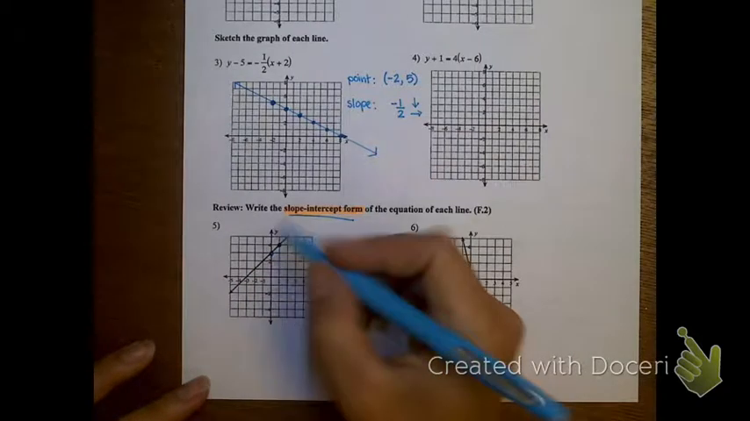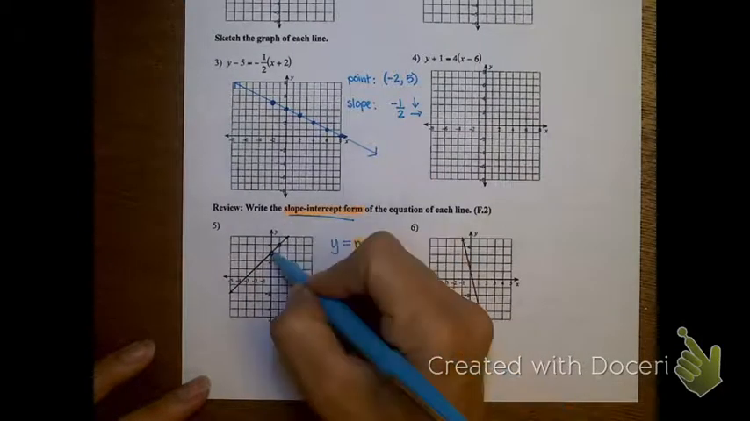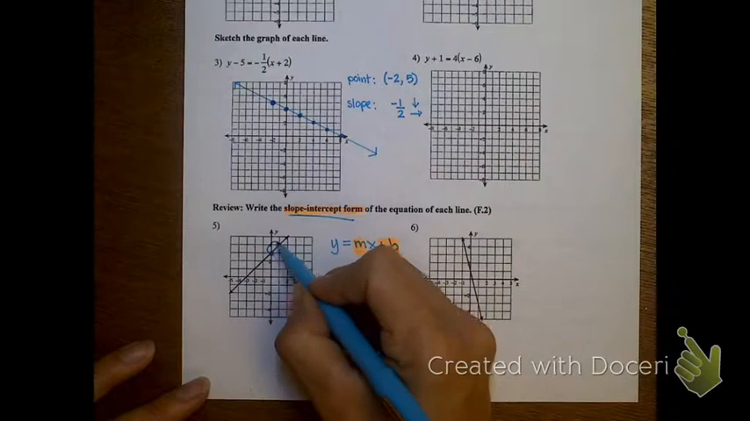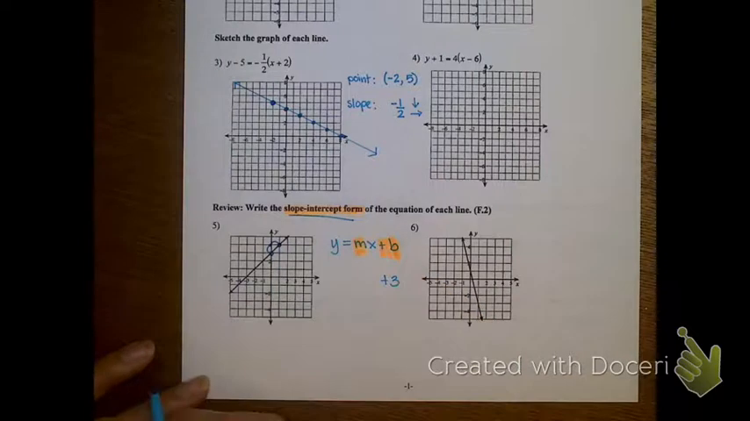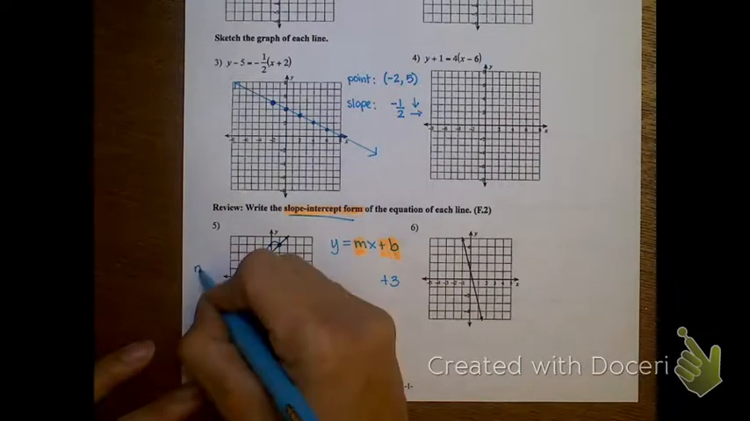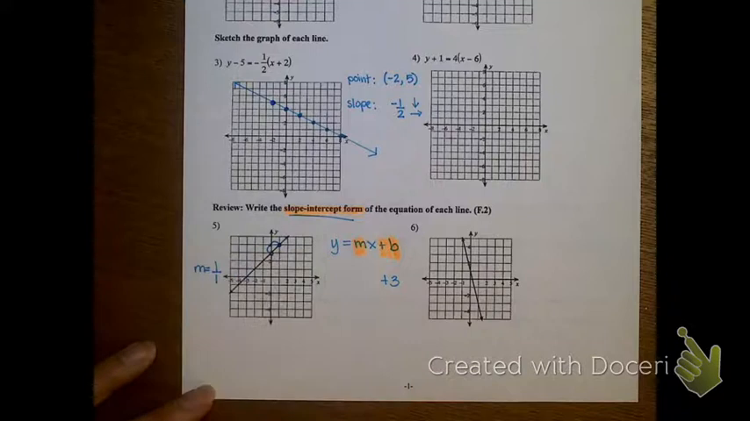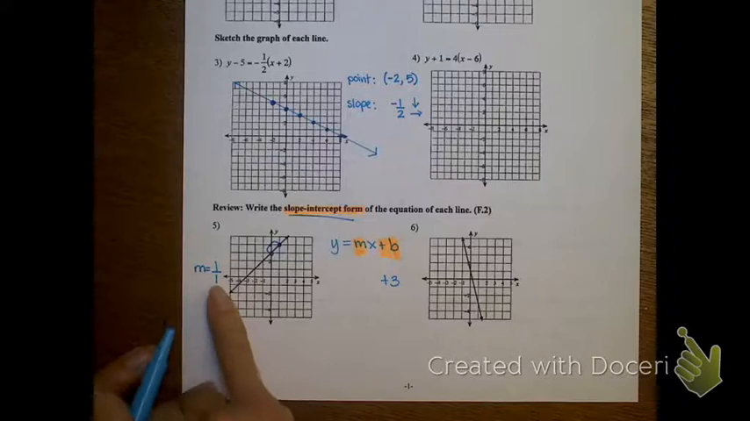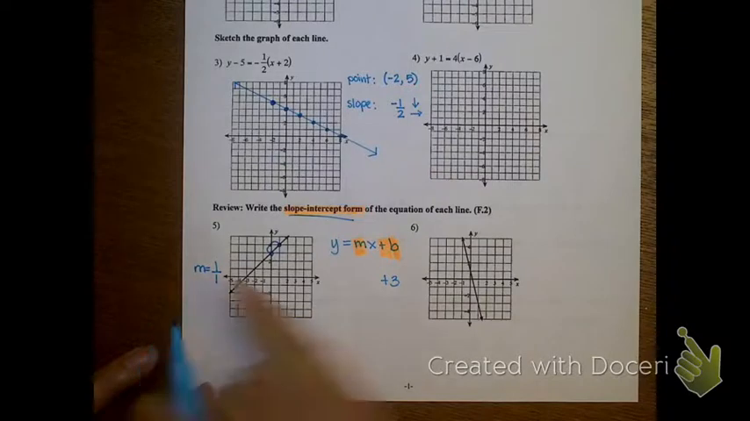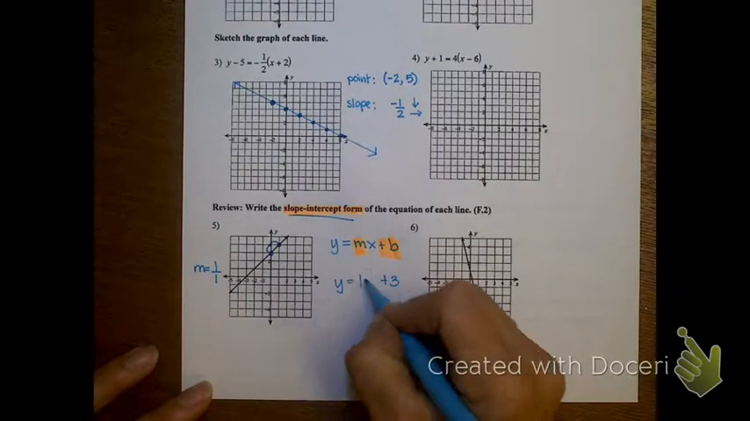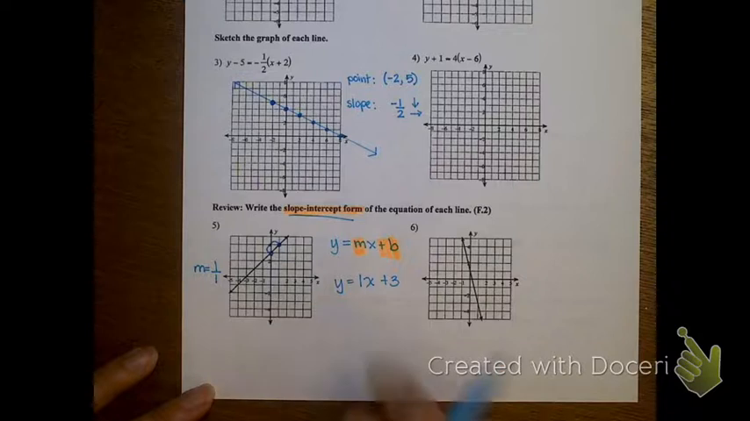Okay, so what did I do to get from here to here? Up 1 over 1. So when I'm thinking about my slope, it is positive because I'm going up 1, right? Does that make sense? Now, am I going to write the number of the slope like this? How am I going to write it? 1x. Okay, so there's the equation of my line.